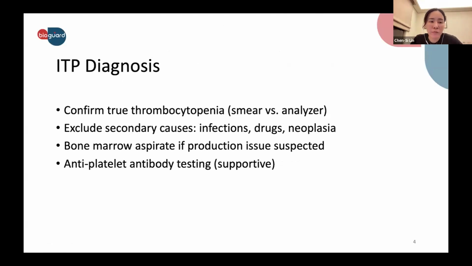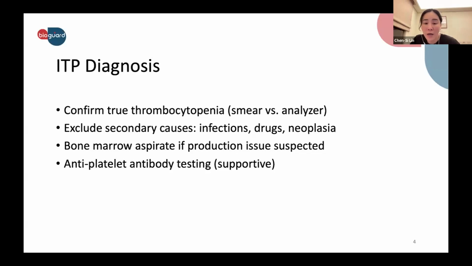So for the diagnosis of immune-mediated thrombocytopenia, systemic exclusion is very important. We will need to confirm the true thrombocytopenia by blood smear to rule out the clumping artifact. And we also need to screen for potential infections. We can use PCR, we can use serology for what we have mentioned before: Ehrlichia, Anaplasma, Babesia, as well as Rocky Mountain spotted fever.